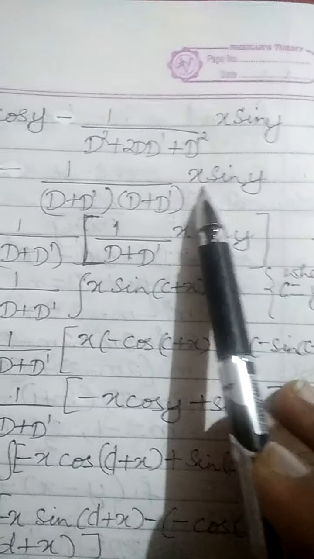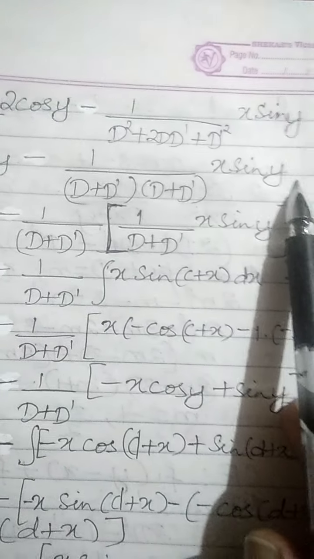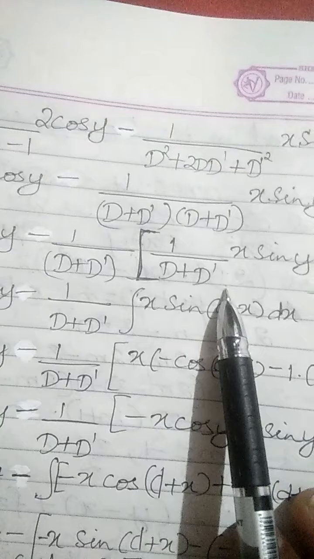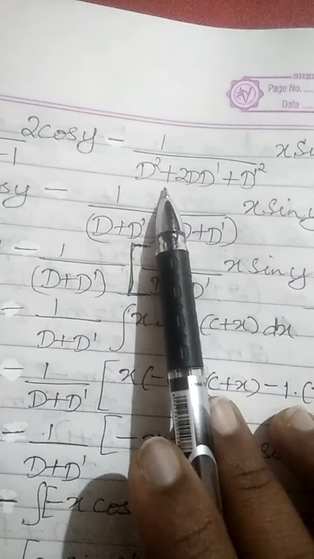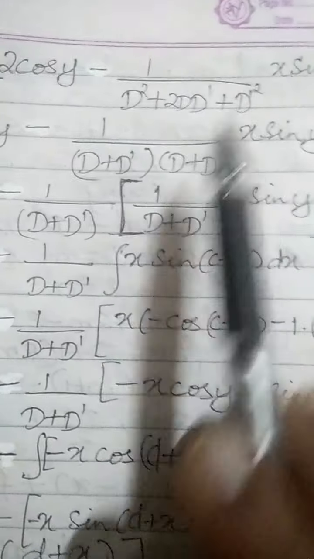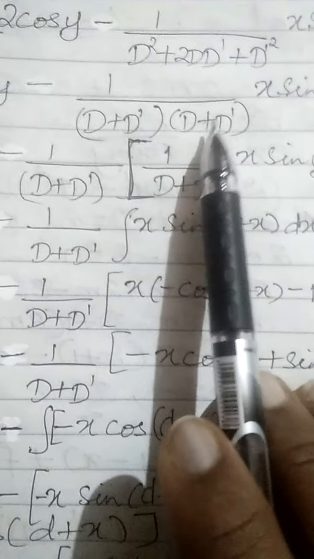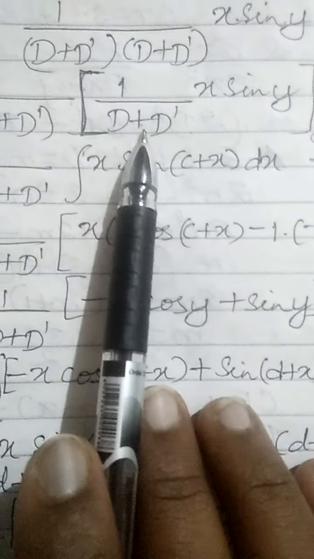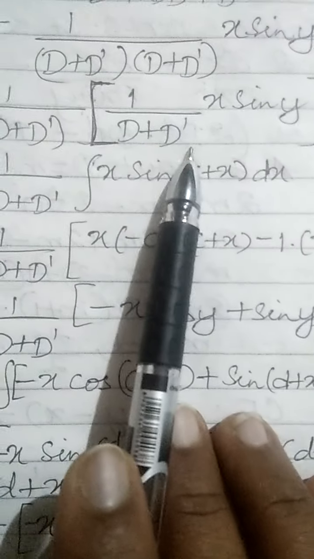Now for the second term it is a function of x and y. So we should use case 4. To use case 4 we should write it in the form of 1 by D minus mD dash. So we are writing the given quadratic operator in the form of D plus D dash into D plus D dash. First we will apply it for D plus D dash. So it is in the form of D minus mD dash. So when we compare D plus D dash and D minus mD dash, m is equal to minus 1.